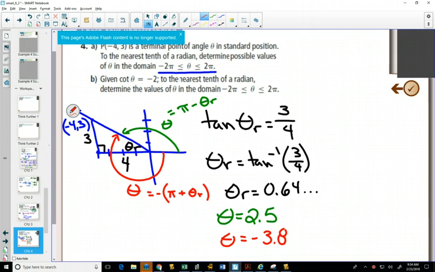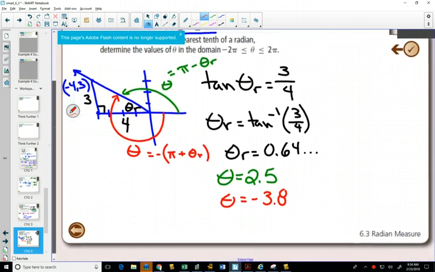And so I know that this angle is negative 3.8 radians. So there's part A. Same idea as we did with degrees. Now our reference angle and our final answers are in radians. We had to use pi instead of 180, but the process is the same. So we want to make sure that we know the process really well in degrees, so when we switch to radians, it's just a little thing that we're changing. Part B, given cotangent is negative 2.